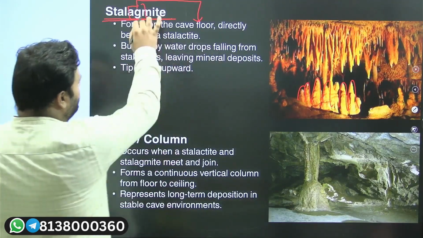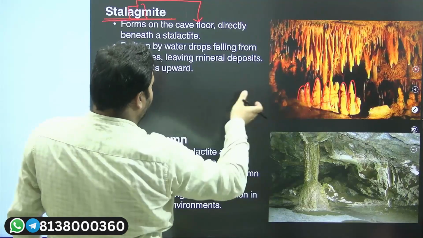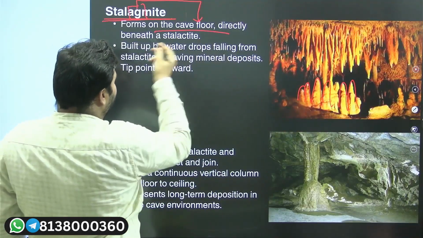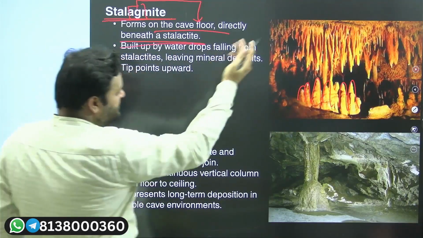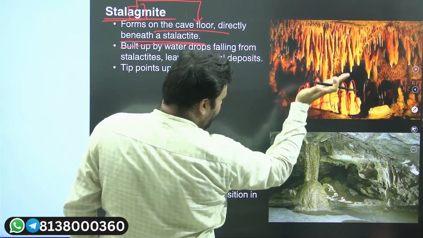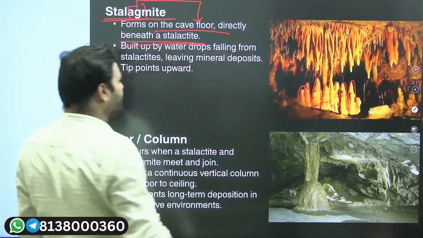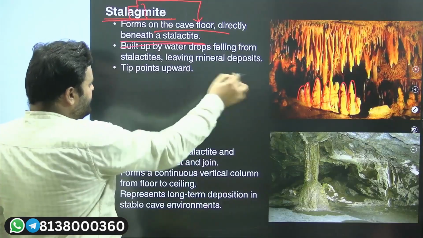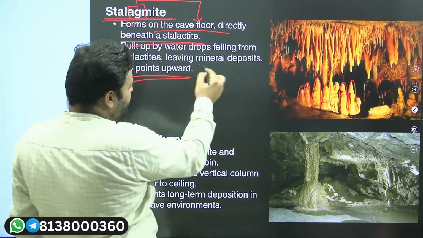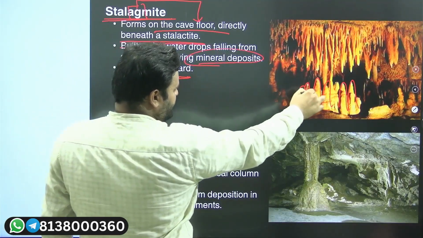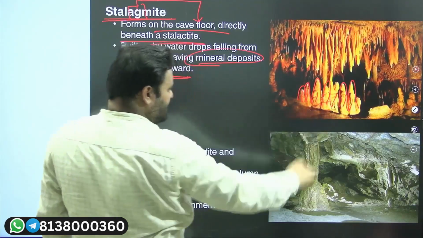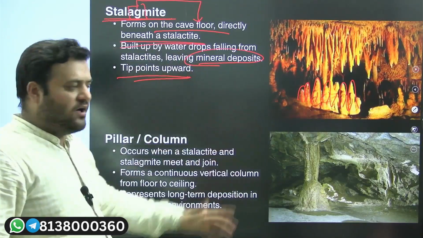So G stands for ground, and they will be on the cave floor, directly beneath the stalactite. Stalactite, stalagmite. G for ground, C for ceiling. Okay, and yes, their tips will point upward, and they leave mineral deposits. I mean, calcium deposits are there. We refer to this as tufa.